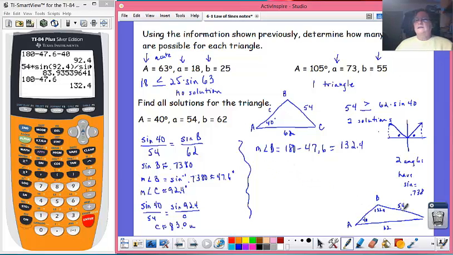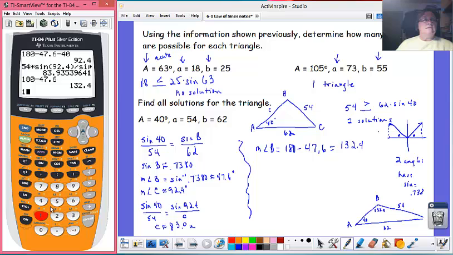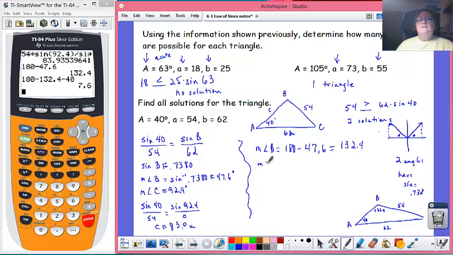Alright, finding the measure of angle C. We know two angles in the triangle. So let's do 180 minus 132.4 minus 40. That's 7.6. Ooh, that angle C is just a little sliver. The measure of angle C is around 7.6 degrees.